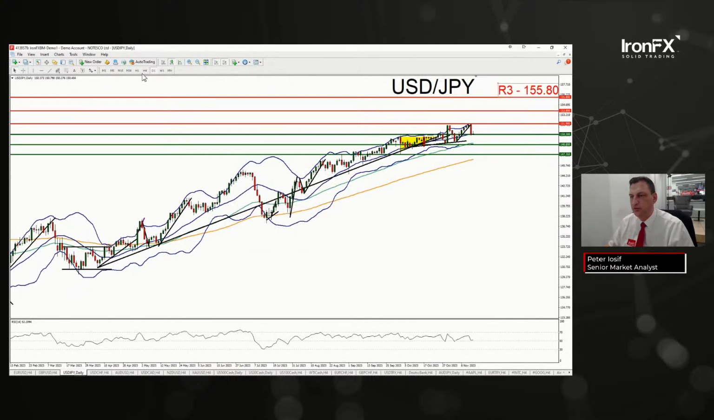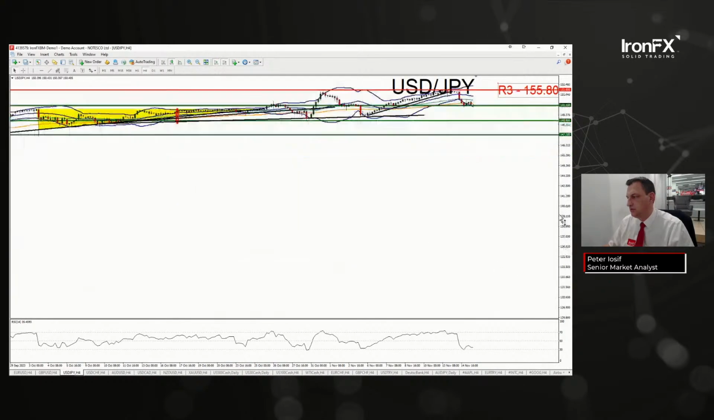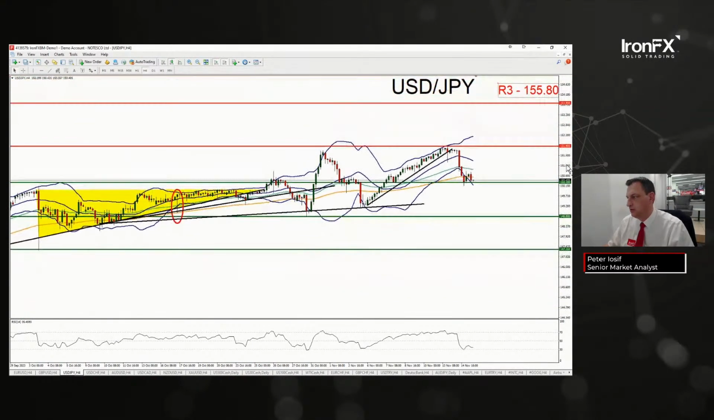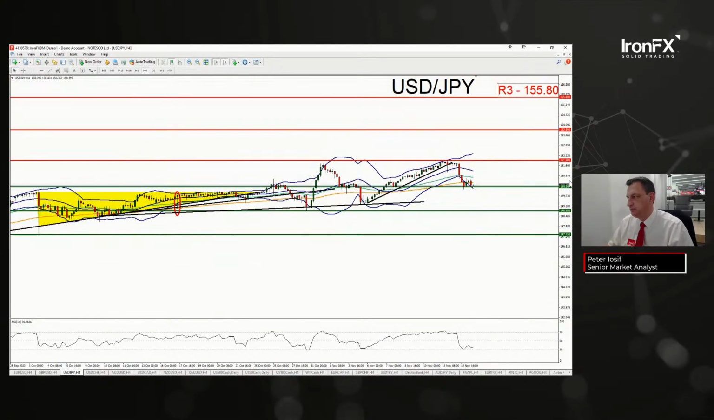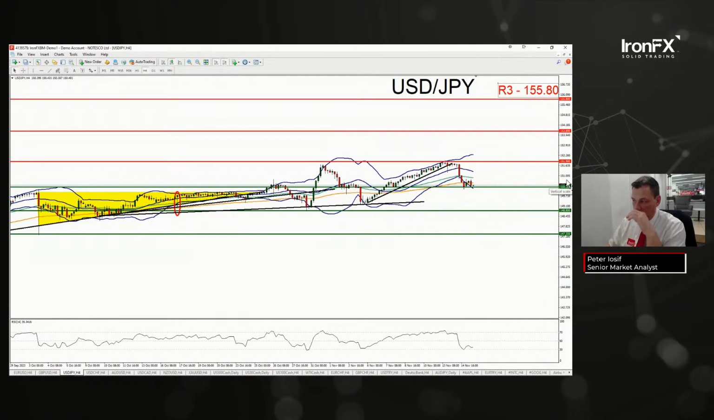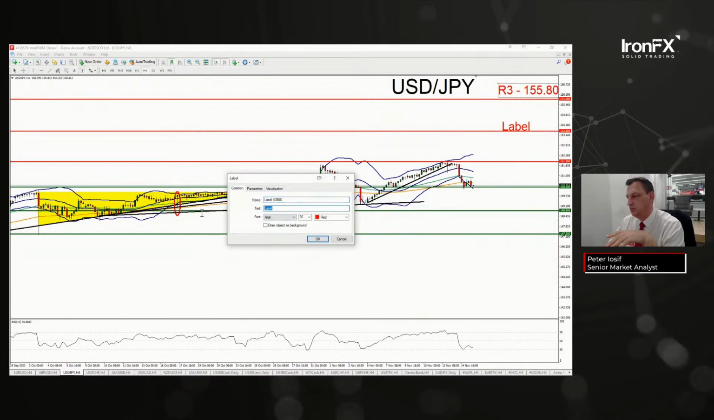Okay, let's drill back to the 4-hour chart. Sorry about that. That's better. Definitely the retreat of USD JPY eases somewhat the pressure on BOJ and Japan's government to actually intervene in the markets.